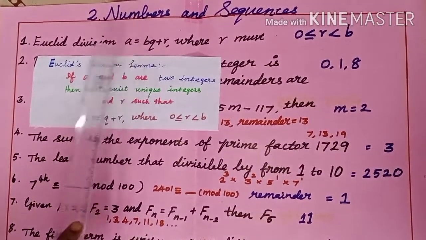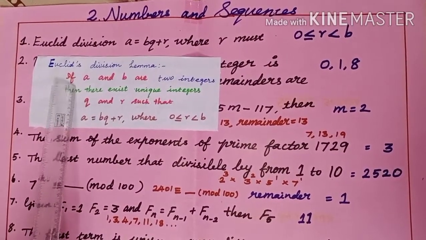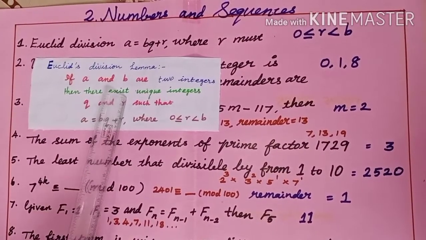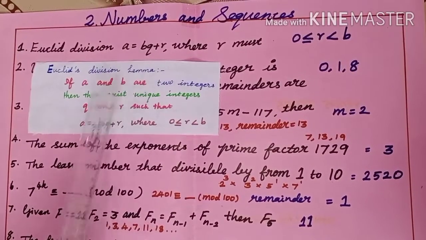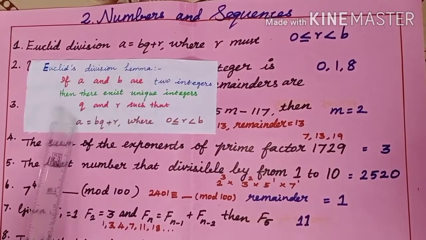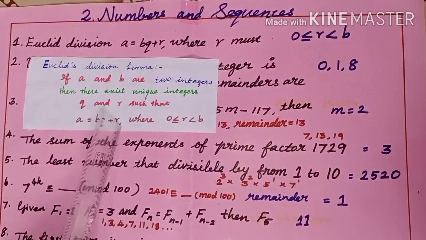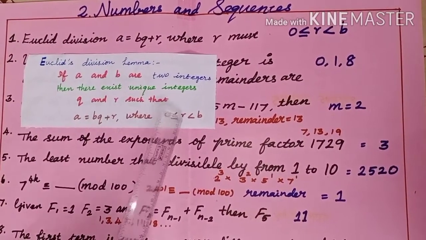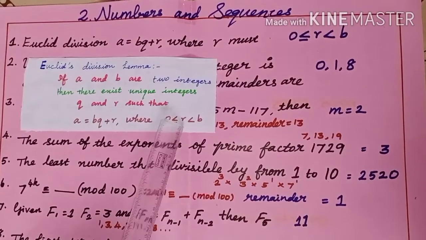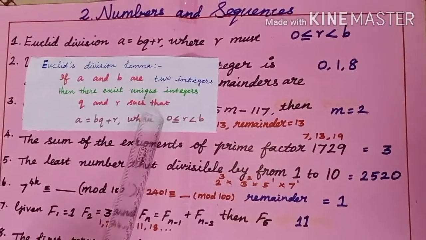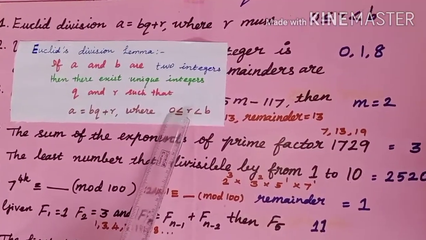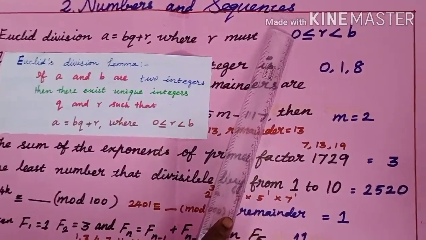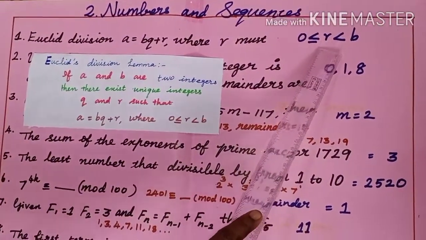You describe two letters. First, if A and B are two integers, then there exist unique integers Q and R such that A equals BQ plus R. R is the remainder, Q is the quotient. So how do we get R? R is less than B and greater than or equal to 0. So that is your answer.